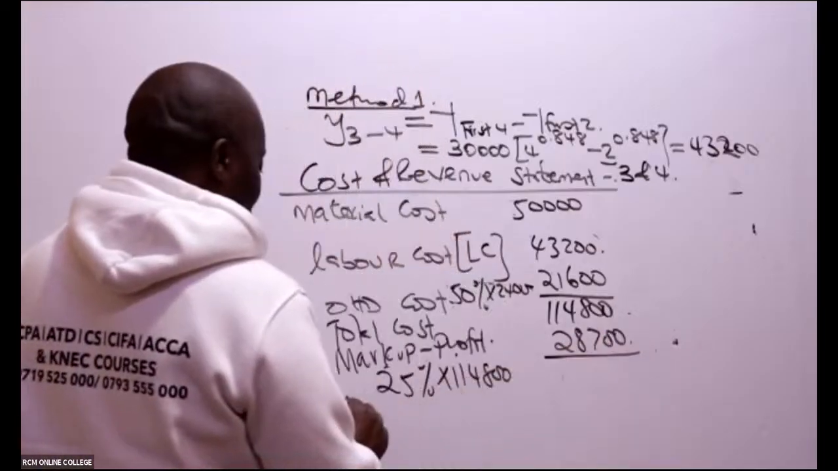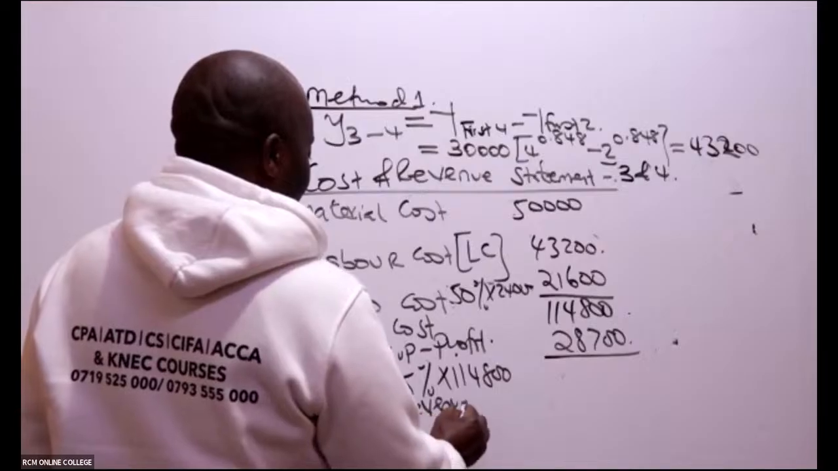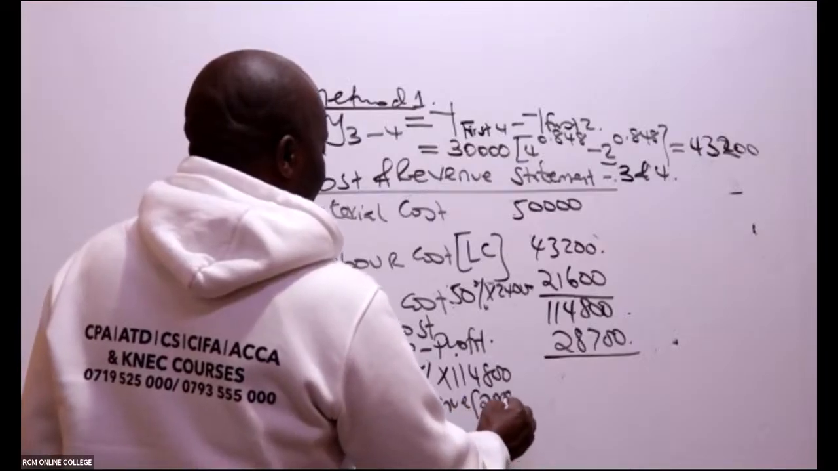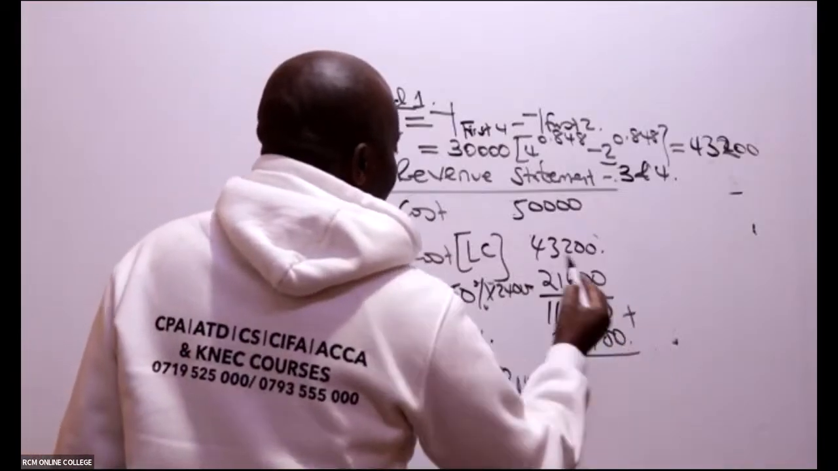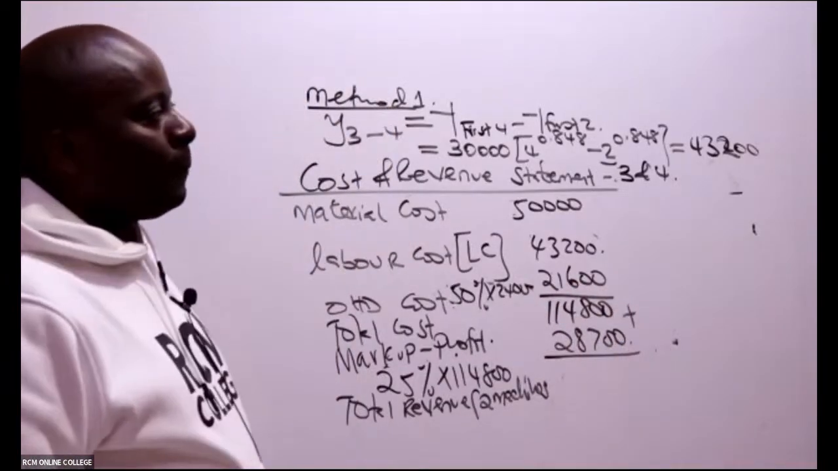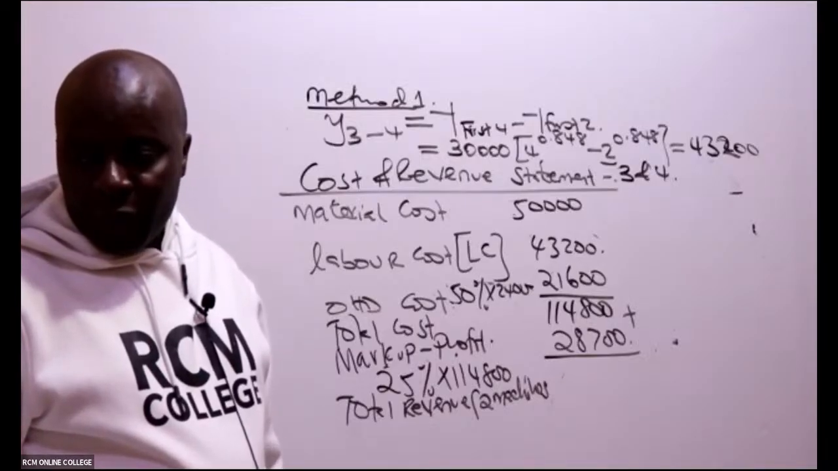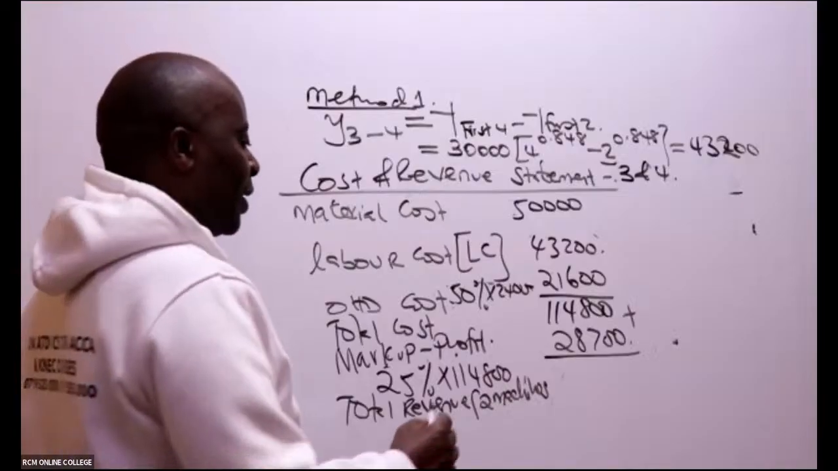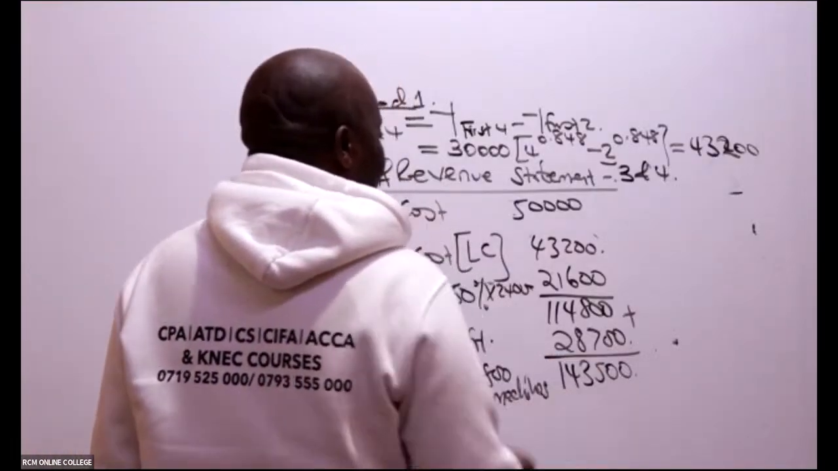Give us the total revenue for 2 machines. You take this plus this. Give us an answer. 143,500. Then what is the revenue per machine?